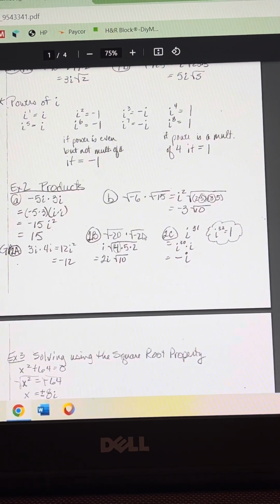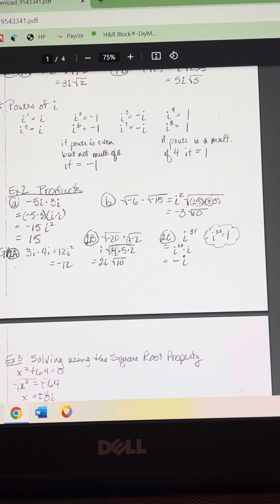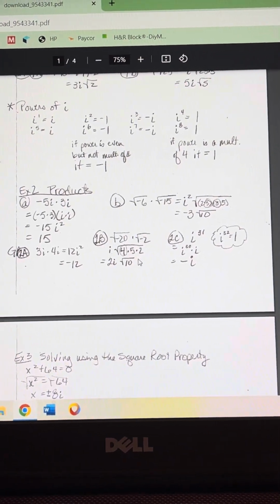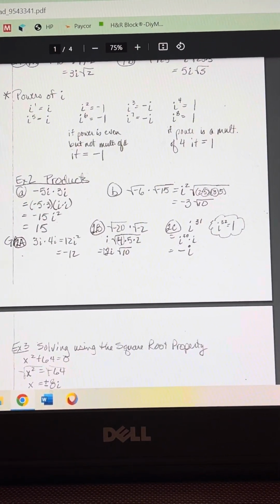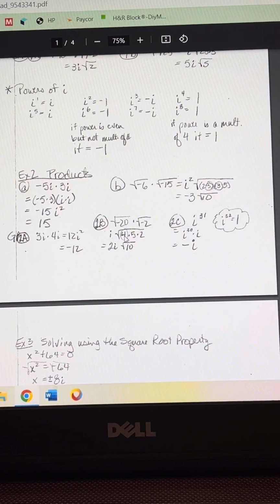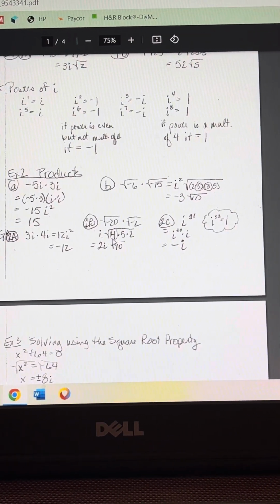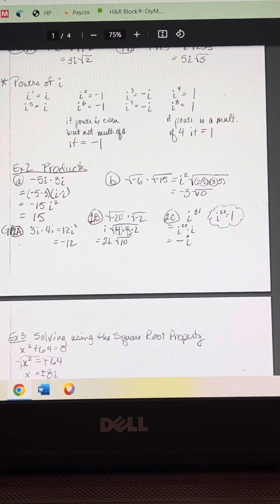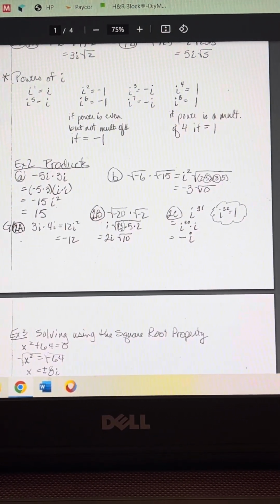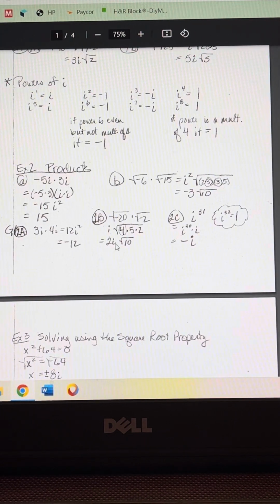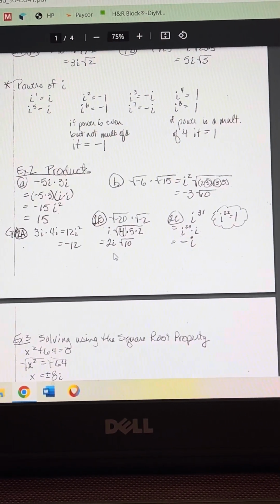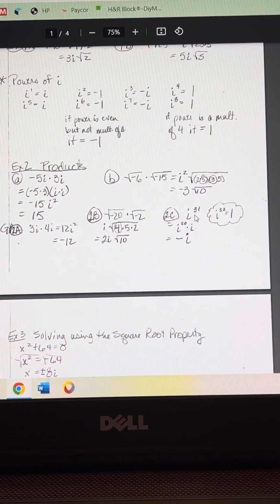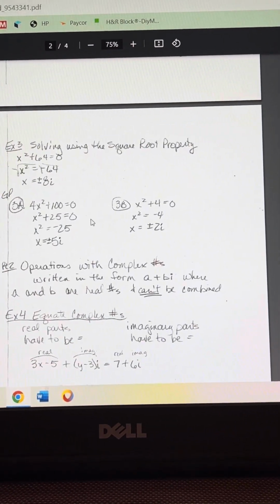-20 times -2. Well, I'm going to have an i here and an i here. Ooh, that should be an i squared, so that should be a negative. Careful, I made a mistake. Okay, 20 is 4 times 5. 4 is a perfect square. I can do the square root of 4, so that's going to be 2, but it should be i squared, so it really should be -2 times the square root of 10. And we talked about that one.